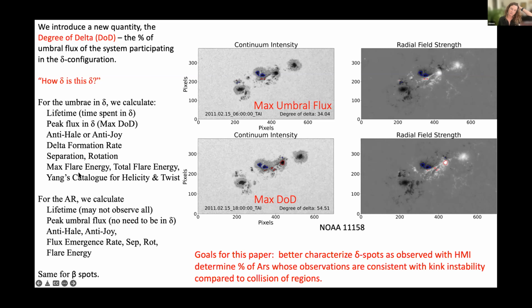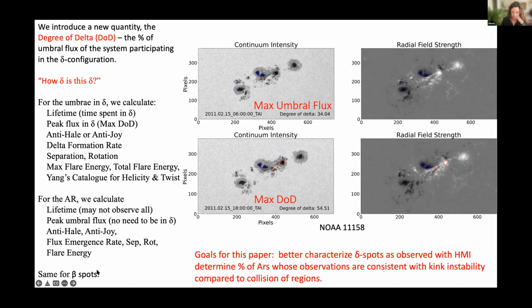And also, I just recently incorporated the helicity and twist from Yang's catalog that he created in part for COFFIES. Then we also look at the entire active region and calculate similar quantities, but for all of the umbrae in that active region.